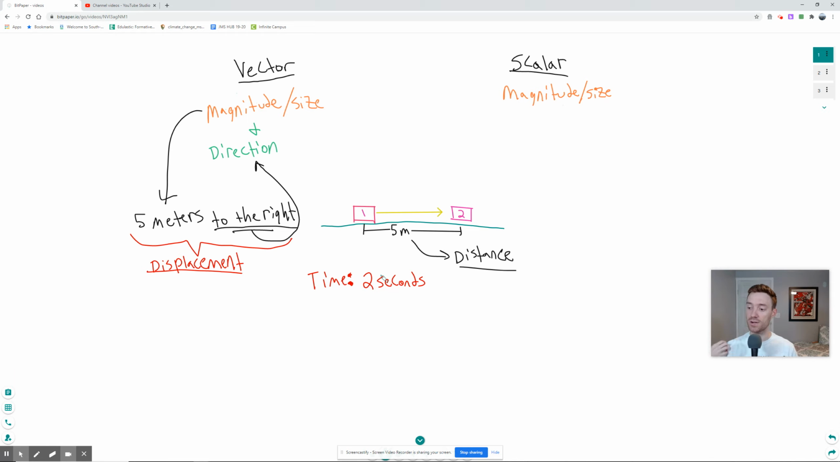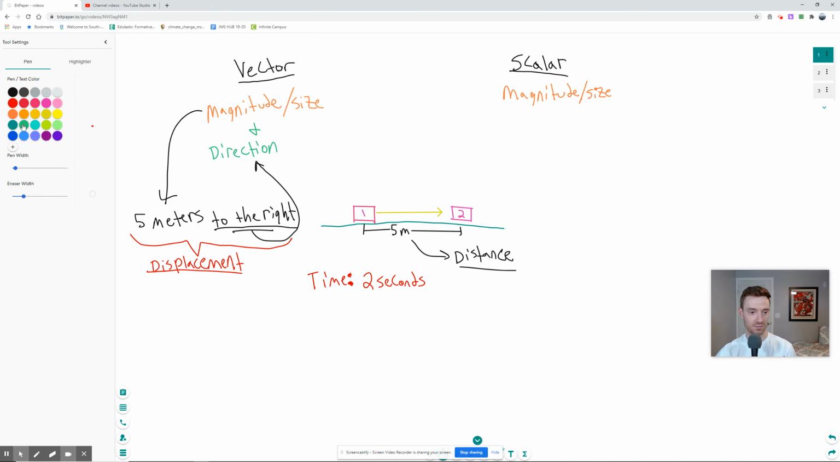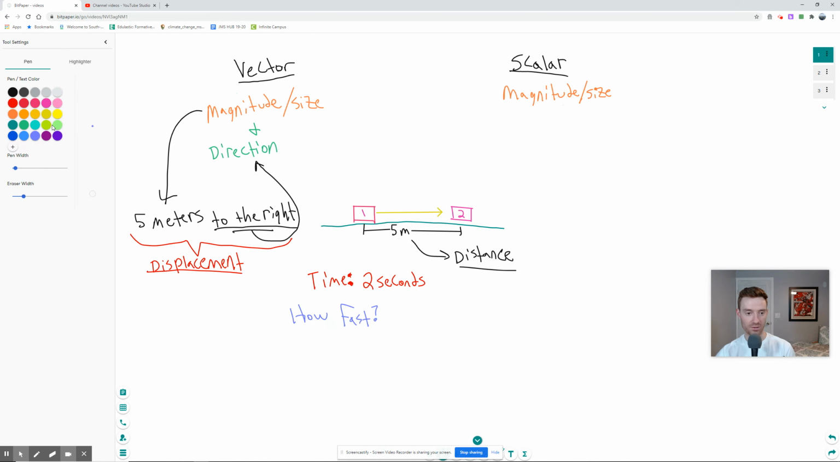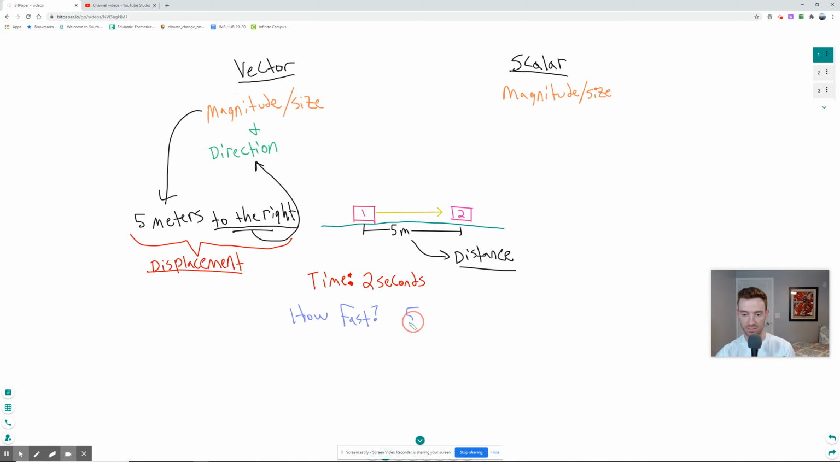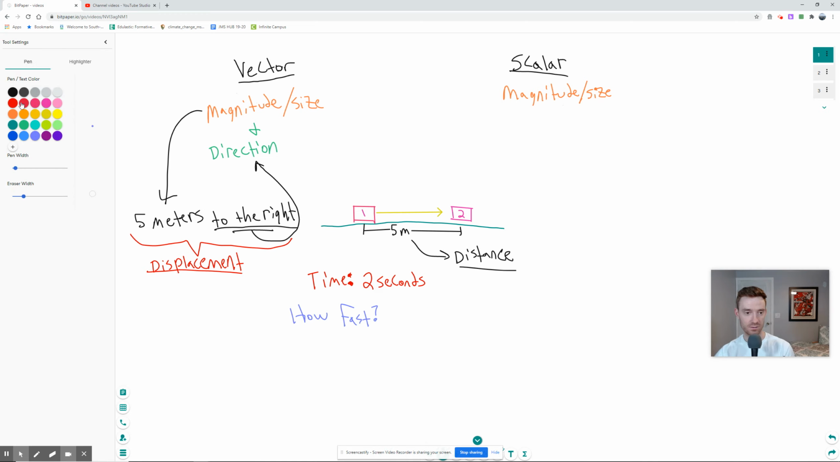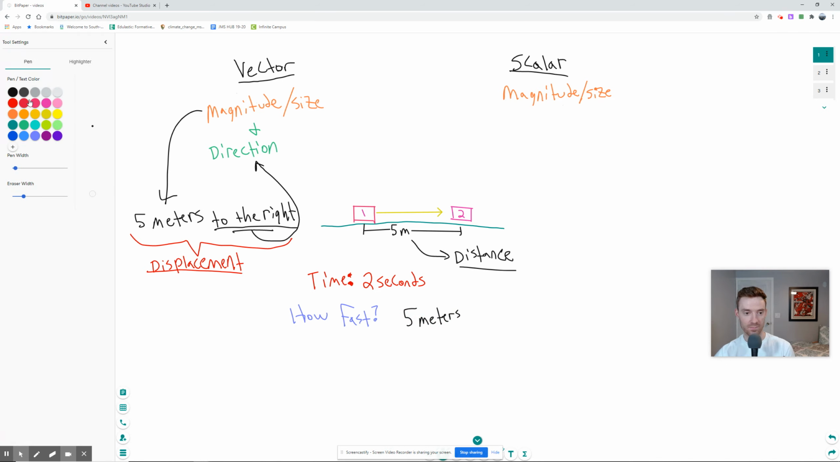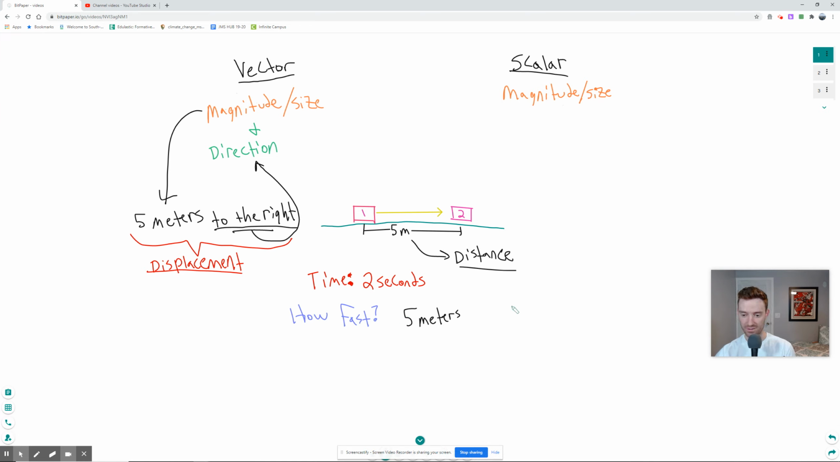So what can you do with this? Well, you can actually calculate how fast, right? So let's change to a new color. So how fast did we move our box, right? Well, the box traveled 5 meters. Went 5 meters. And it took us how long? 2 seconds, right? So 5 meters per 2 seconds, right? That's how fast we went. That's how fast it was.